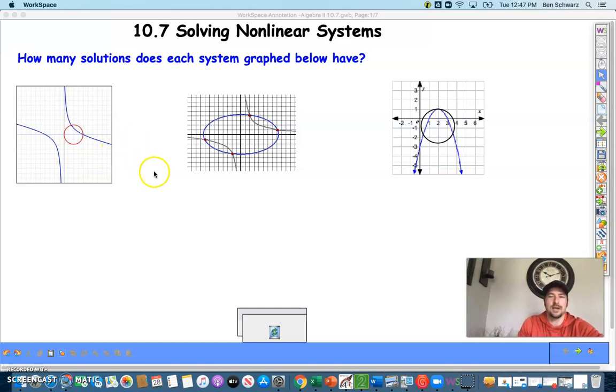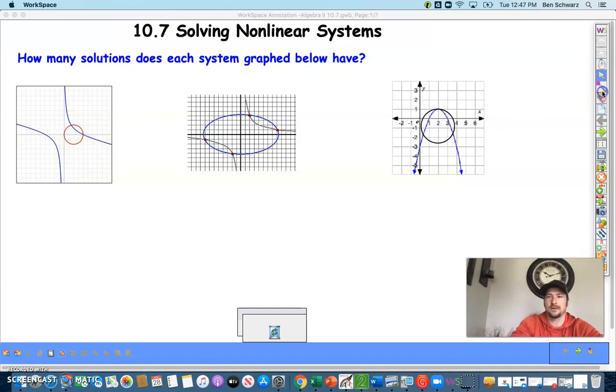Just to get an idea of what the graphing part looks like, it says how many solutions does each system graphed below have? So we're just looking for intersections, right? Here we got these two graphs. One's kind of a diagonal hyperbola looking thing, and then a circle. So this one, see how we have 2 points.